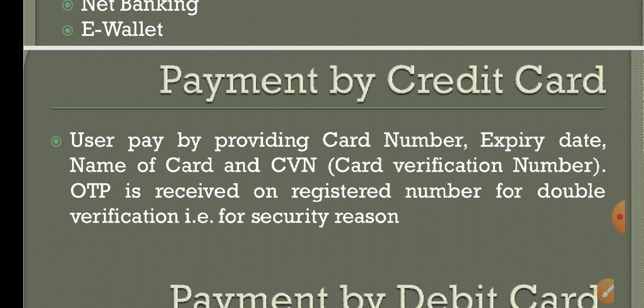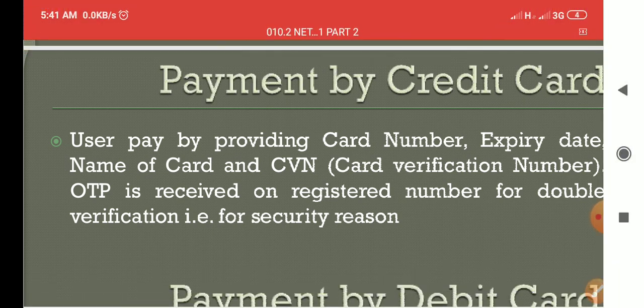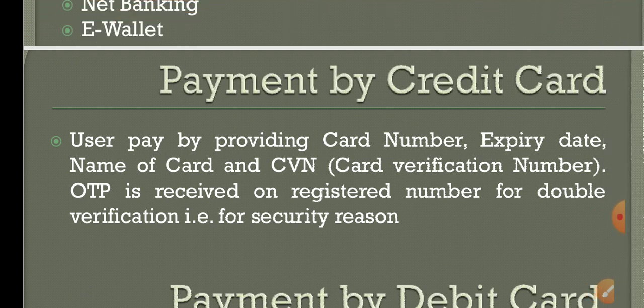After receiving the OTP, in the sense one time password, you want to enter that OTP number in your payment form. After that, you have to click on submit, and automatically the amount will be taken from your account. So this is the procedure to be followed for payment by credit card.